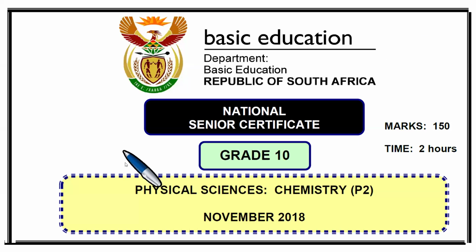In this lesson, we shall focus on grade 10, physical sciences, and in particular, we shall focus on the chemistry paper, paper 2, written in 2 hours out of 150 marks. It was written in the year 2018 in November, and we discuss the questions and associated solutions to the questions as follows.